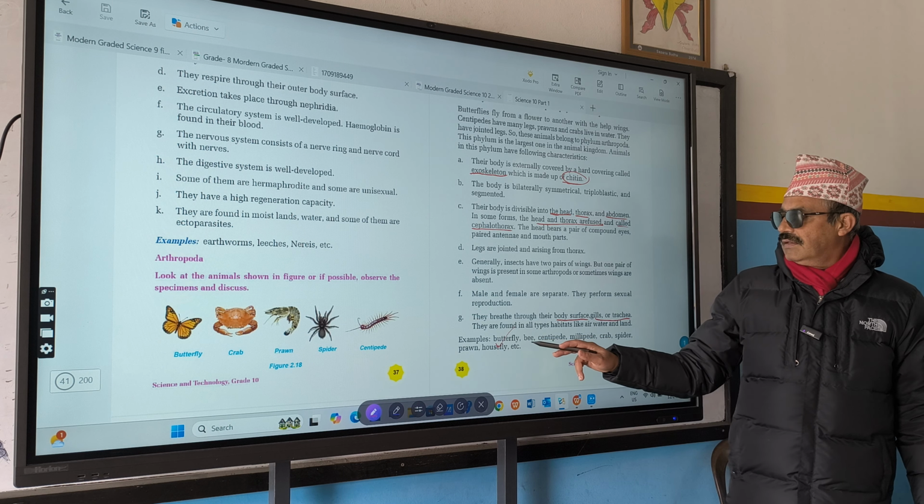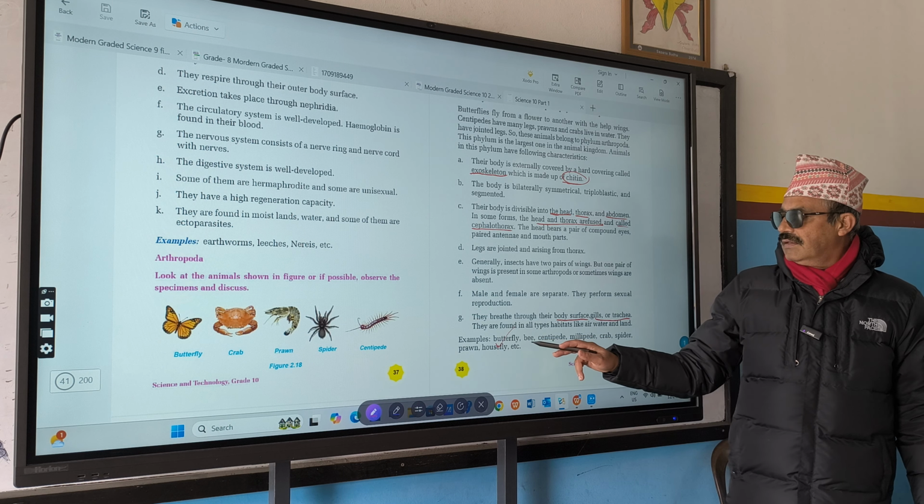Number one, the body is divided into head and trunk. Number two, they can grow on land as well as in water, but they need water to keep their skin moist. If their skin becomes dry, they die.